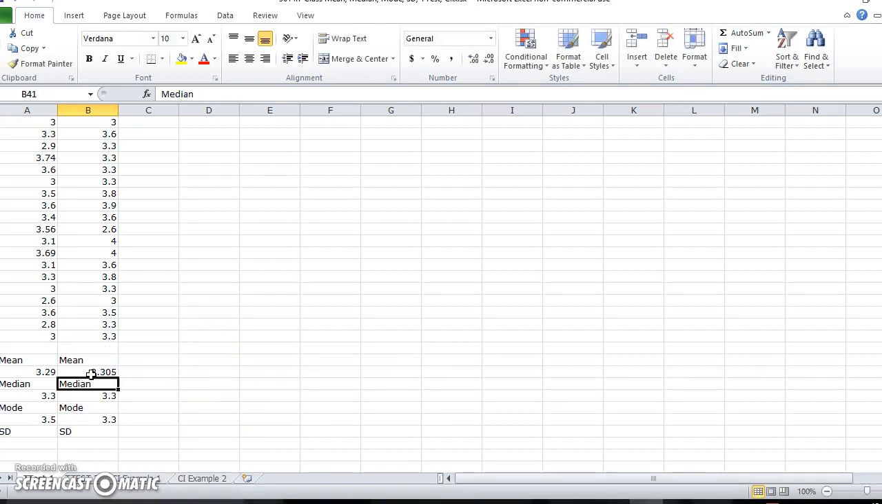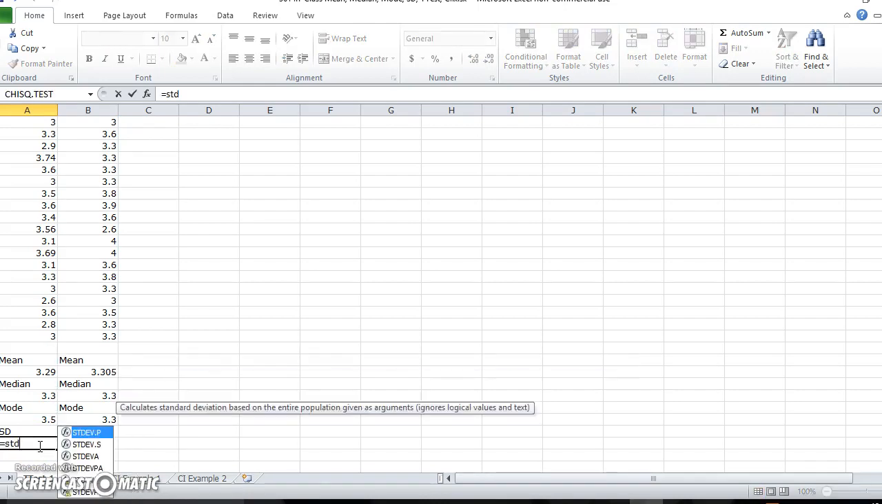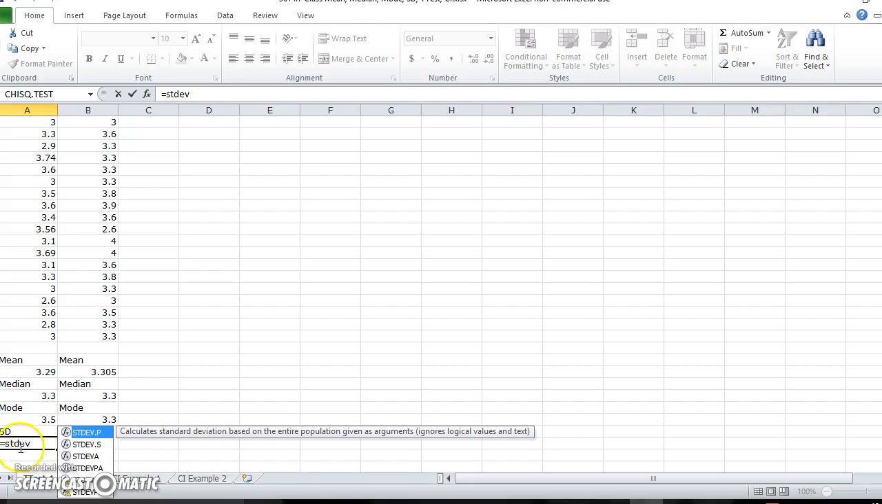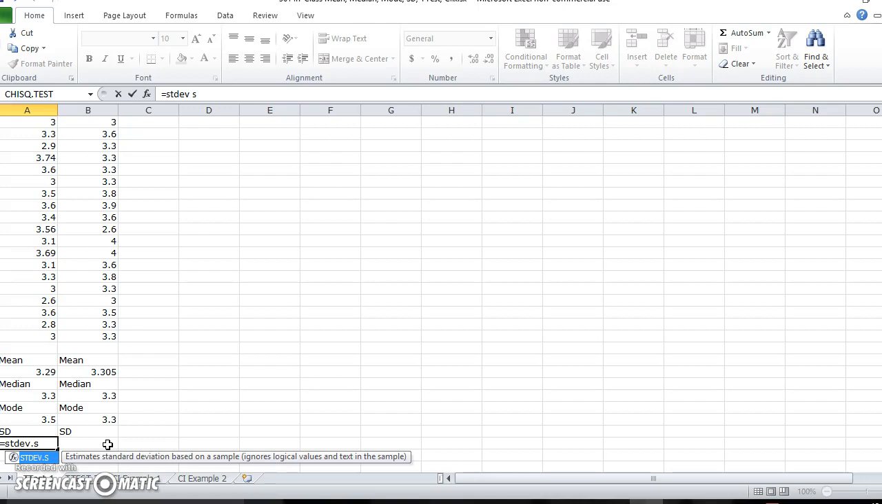And then the last thing I'm going to do is to calculate the standard deviation. So by doing this, it's equals STDEV, and it's going to give you some options, which I was talking about in class today. You want the STDEV.S because we are using the standard deviation for a sample. Almost never are we going to have all the information from a population. We'll almost always be dealing with samples.